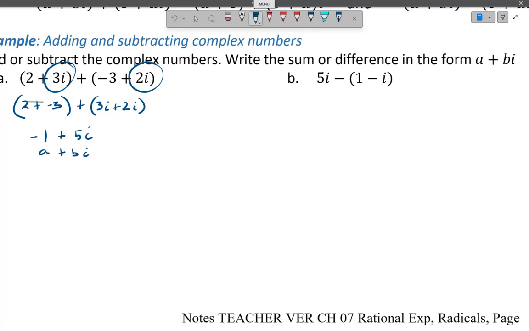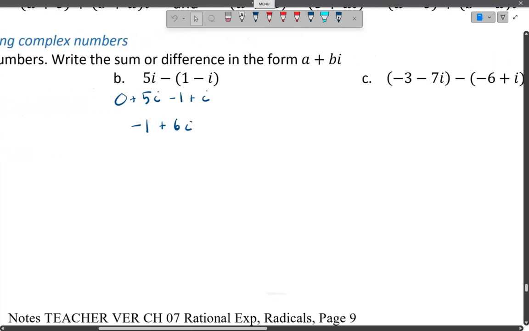Oh, right. It's like terms. Okay. So I'm subtracting. What do I need to remember to do? Distributive property. 5i minus 1 plus i. There we go. Then it's negative 1 plus 6i. So this has a real part of 0. So 0 plus negative 1 is negative 1. Then 5i plus 1i is 6i.